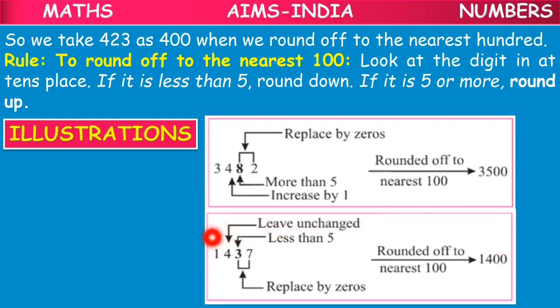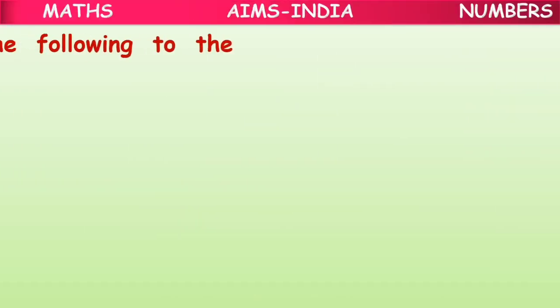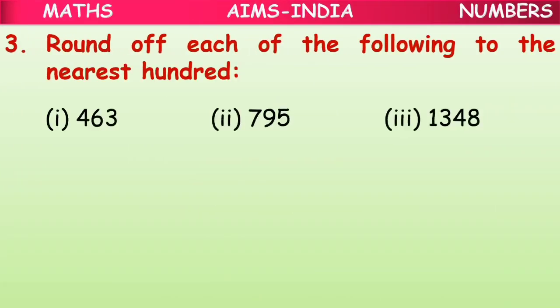So 1437 rounded off to nearest 100 becomes 1400, which is a perfect multiple of 100. Understood, students? I hope you understood. What was that? Rounding off a number to the nearest 100.